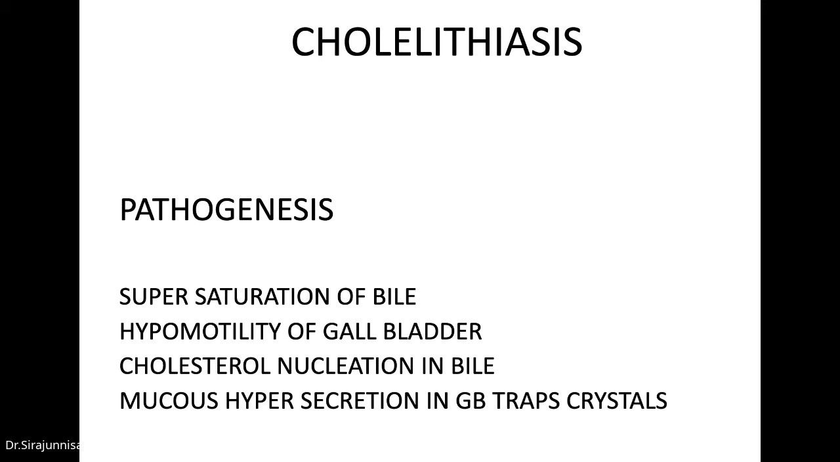Next. In the case of cholesterol stones, the pathogenesis revolves around four factors. The first is supersaturation of bile, which occurs when the cholesterol exceeds the solubility of the bile salts. The second is hypomotility of the gallbladder. The third is cholesterol nucleation in the bile, and the fourth is mucus hypersecretion in the gallbladder, which will trap the crystals and promote their aggregation as stones.